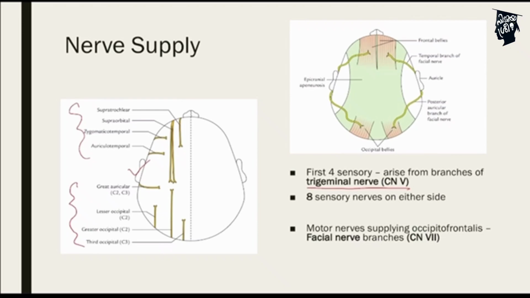Next, moving to the motor nerves. The motor nerves are the nerves which supply the muscle of the region. Here, the occipitofrontalis muscle has both frontal bellies and, posteriorly, the occipital bellies. The frontal bellies are supplied by the temporal branch of the facial nerve, and the occipital bellies are supplied by the posterior auricular branch of the facial nerve. Facial nerve, which is the cranial nerve number 7.